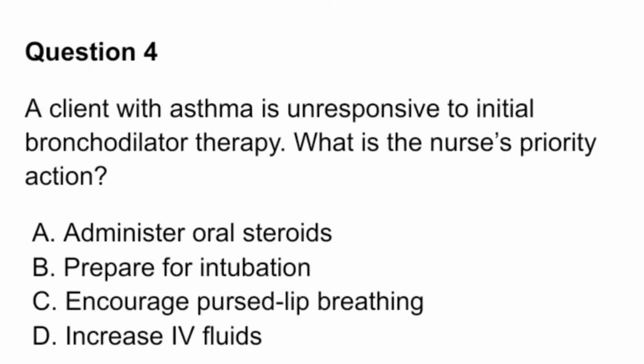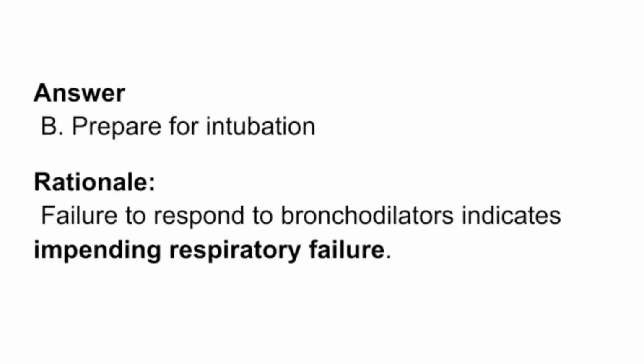Question 4. A client with asthma is unresponsive to initial bronchodilator therapy. What is the nurse's priority action? A. Administer oral steroids. B. Prepare for intubation. C. Encourage pursed lip breathing. D. Increase IV fluids. Answer. B. Prepare for intubation. Rationale. Failure to respond to bronchodilators indicates impending respiratory failure.